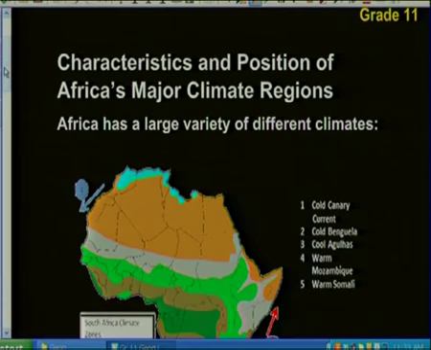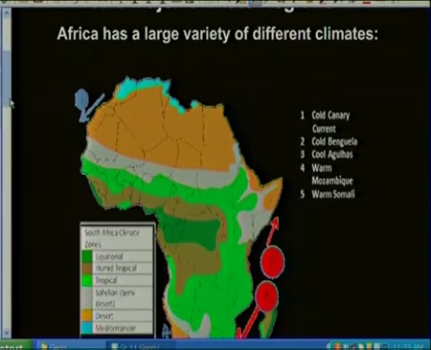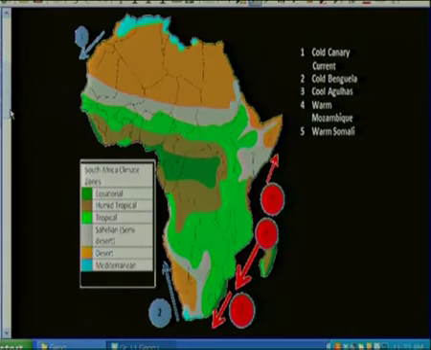Right, the first thing, when we're talking about characteristics and the position of Africa's major climatic zones, Africa is made up of these 5 different zones or climates. And here is a map of Africa, which is color-coded very nicely there for us. You can see all those different shades of colors represent the 5 distinct zones that we're talking about.